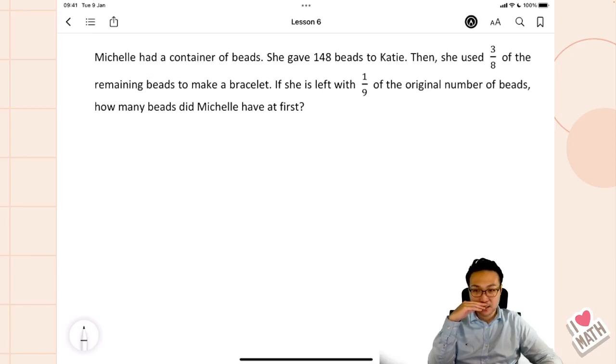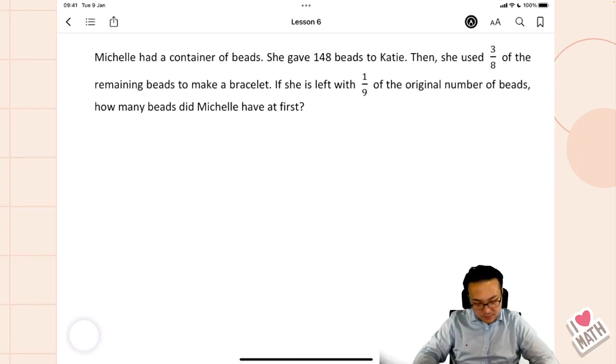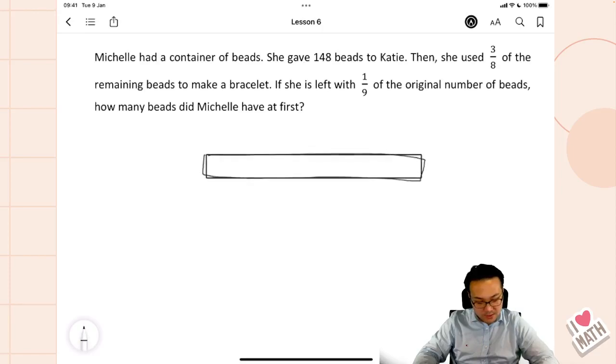Michelle had a container of beads and 148 was given to Katie. So let's draw a model. Let's imagine that these are all the beads that Michelle has, and she gave 148 to Katie. Okay, so she gave a lot. Let me just draw a line here and say 148. I don't want you to think that it's half, so I'm going to draw the line off the center. Let's say that 148 beads were given to Katie. So I write down here, Katie.